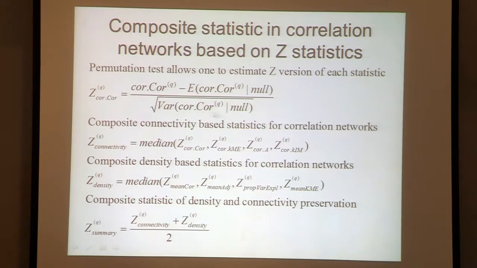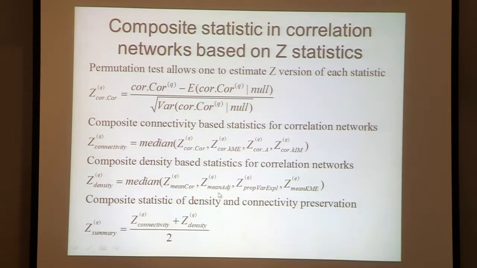Now, as I said, we calculate the expected value of cor.cor under the null hypothesis using this permutation test. And similarly, we get the variance under the null hypothesis using the permutation test. So that's Z cor.cor. Now, analogously, we have these other connectivity statistics: cor.kME, cor.adjacency, cor.intramodular connectivity. But as I said to you, they all measure the same thing. So you might as well form just an aggregate measure of it, and that's the median. Do you see? So we end up with a statistic called Z connectivity that aggregates 4 different statistics that all measure connectivity preservation.